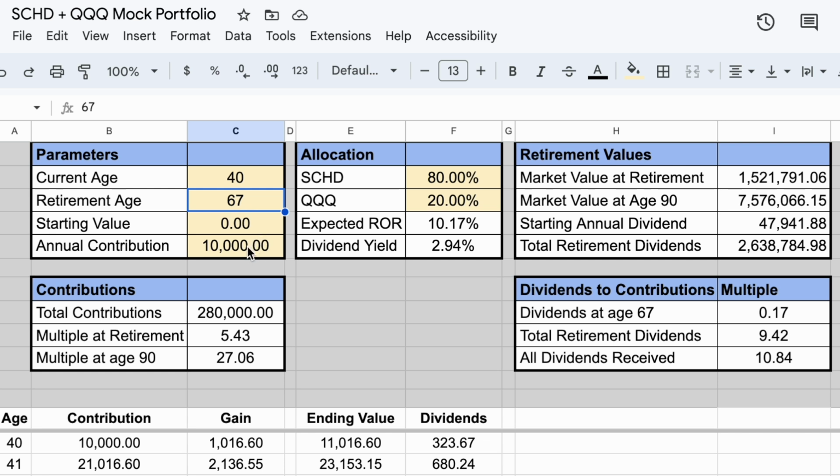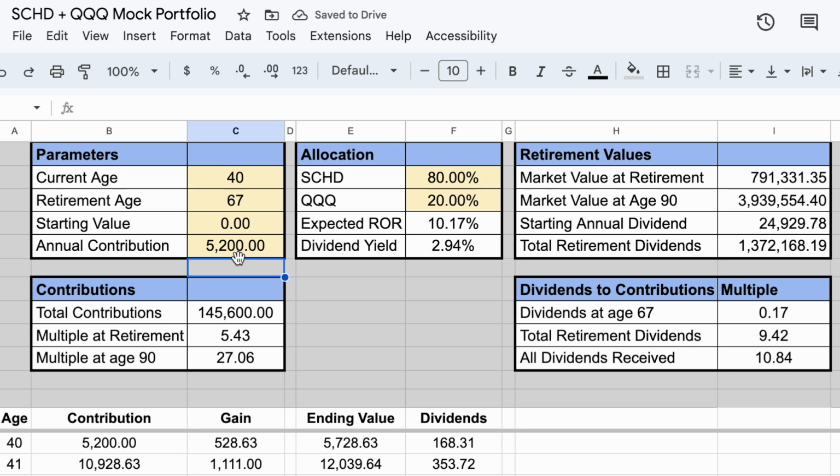I don't have any assets today, so I will start with the $0 value, and I can contribute $100 per week into this portfolio. $100 times 52 weeks is $5,200 of contributions per year. I'll stick with the original 80-20 allocation to SCHD and QQQ. The table below automatically updates as you change any of the parameters, with the output values changing as well. In the table on the top right, we have the retirement values, probably the most useful data here.